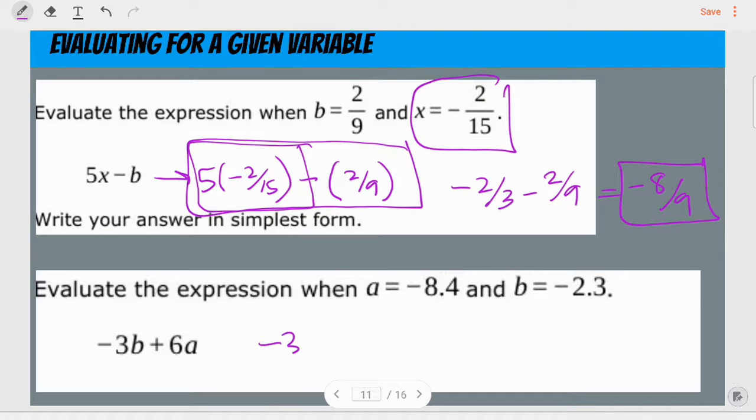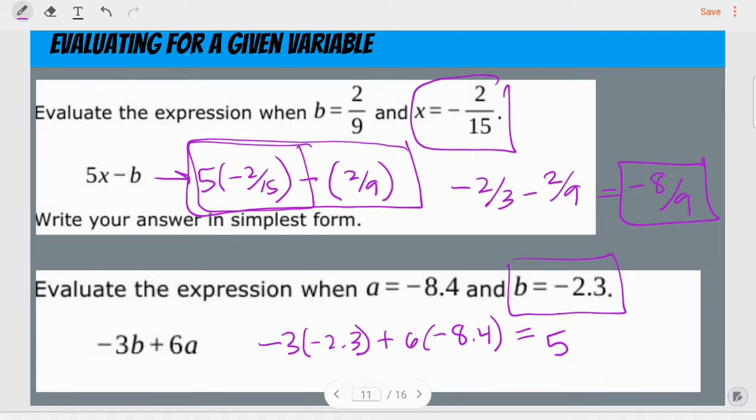So when I replace -3, what's the new name for b? -2.3 plus 6. What's another name for a? Negative 8.4. And when I simplify, and I'm just going to give you the final answer, go ahead and check it once you've tried it on your own. It is negative, whoops, I totally wrote the wrong thing down. It is negative 43.5.